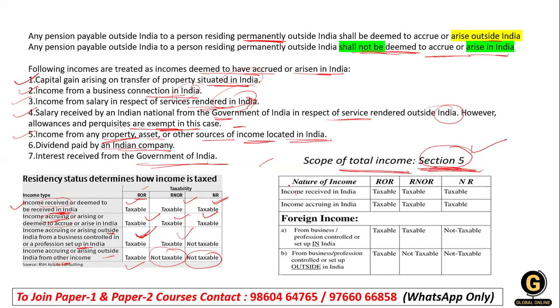For income arising or accruing in India, it is taxable under all heads. In case of income from a business or profession controlled or set up in India, it is taxable for resident and ordinarily resident, and resident but not ordinarily resident, but not for the non-resident. And for a business or profession controlled or set up outside India, it is applicable only and only to the resident and ordinarily resident. It's not applicable to NOR and not taxable to the non-resident.